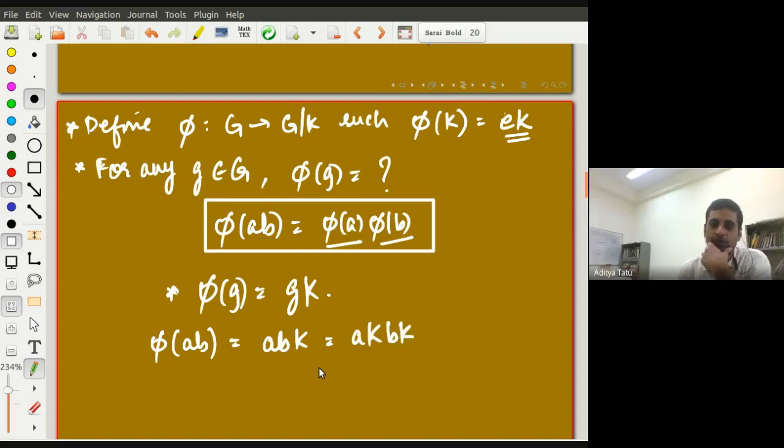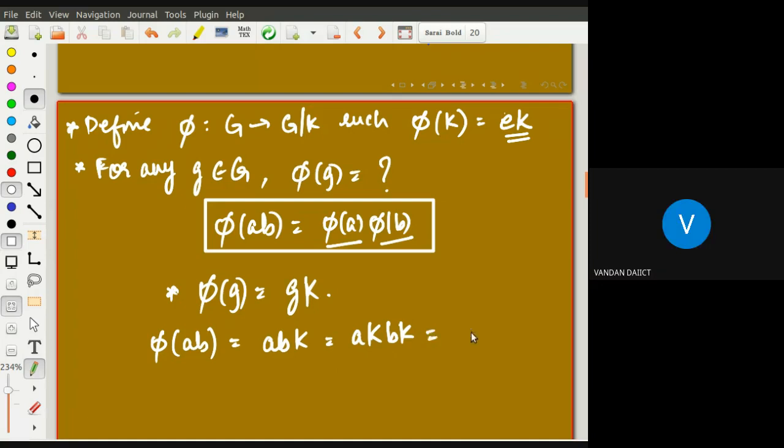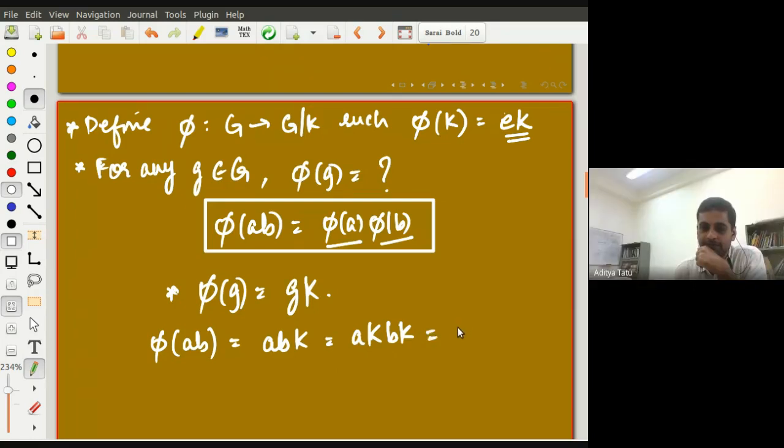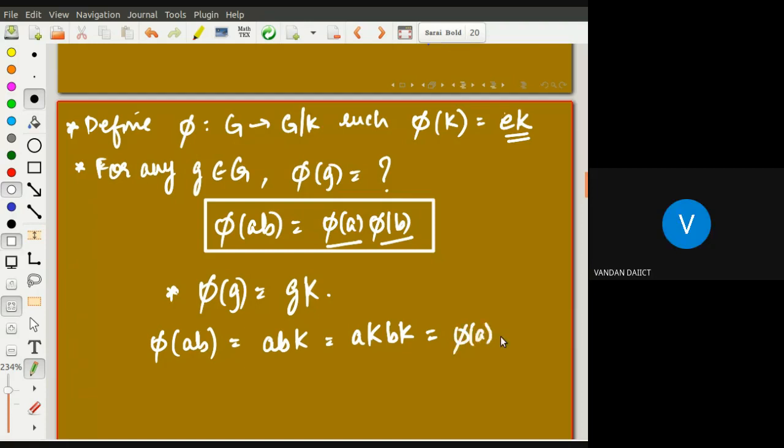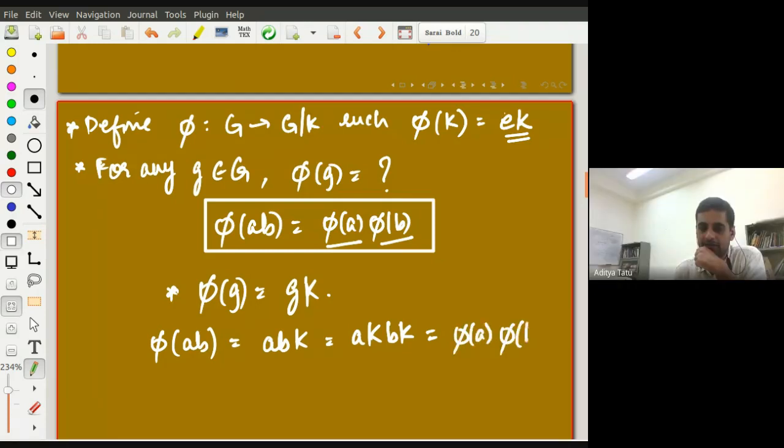You can see the role of K being a normal subgroup here. This is true only if K is a normal subgroup. Normal. Okay. What is AK? Pi.